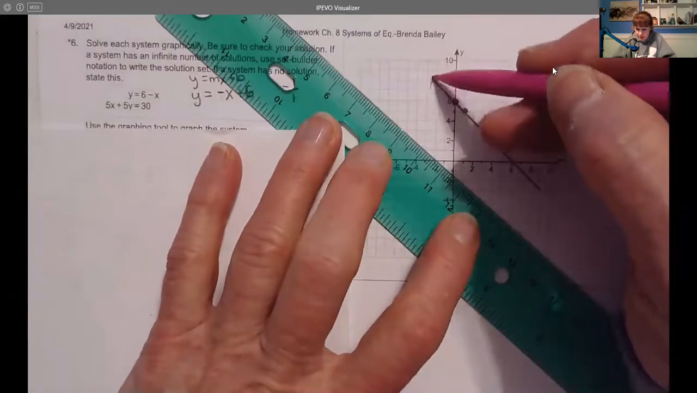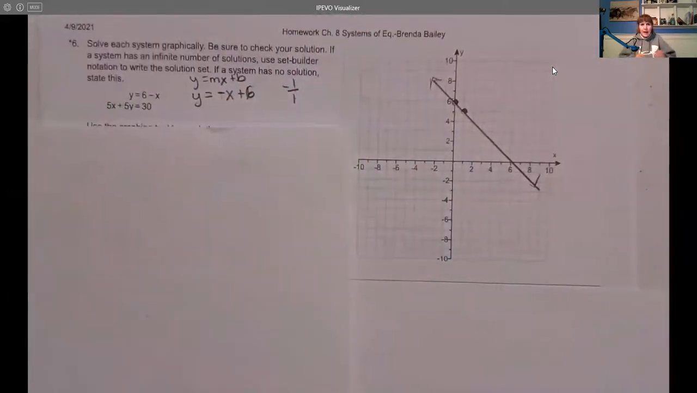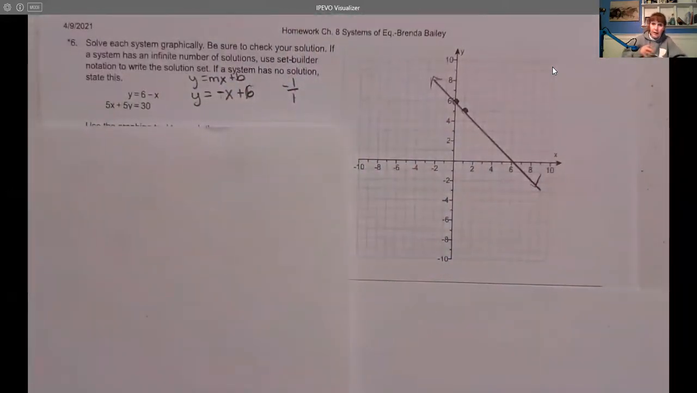I just have to double check. There. All right, so that's that line right there. I wanted to make sure I had everything connected correctly. I'm a little off, but it's not bad. All right, let's graph the next one.